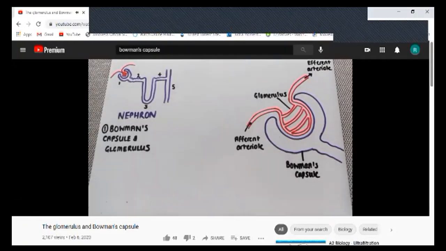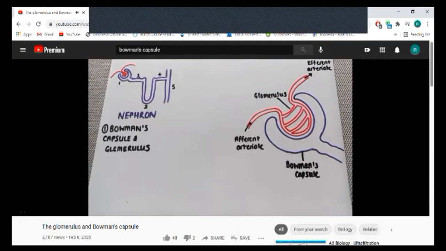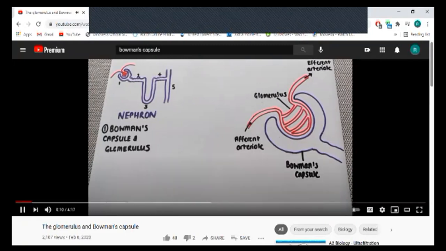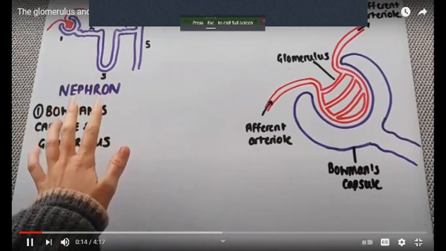Okay, so in this video we're going to have a look at the different sections of the nephron and what specifically happens in each of those different sections. We're going to start right at the beginning with number 1 on our diagram of the nephron. This is what we've already labelled even in a previous video.